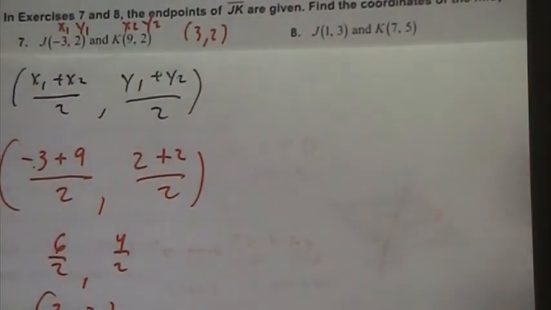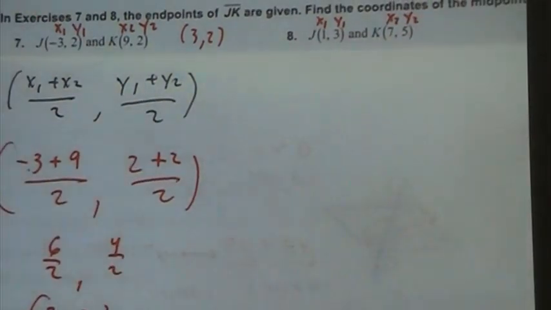Number 8 is the same process. We're going to use this midpoint formula. I always like to start with labeling: x1, y1, x2, y2. Remember, you have an x coordinate and a y coordinate in every point. The first number is going to be x. The second number is going to be your y.